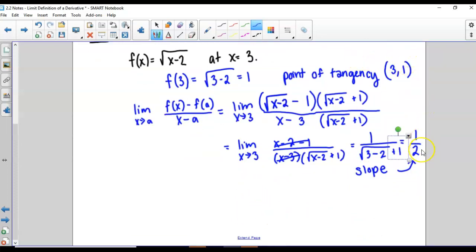So we have a point and a slope. We can just plug this into point slope form. So we'd have y minus 1 equals 1/2 times x minus 3.